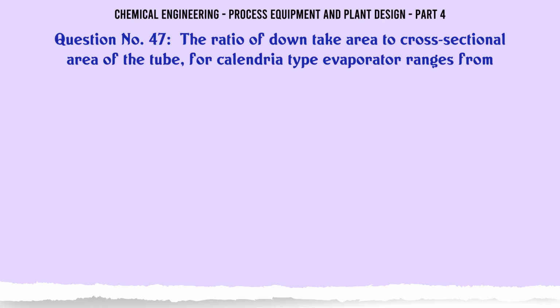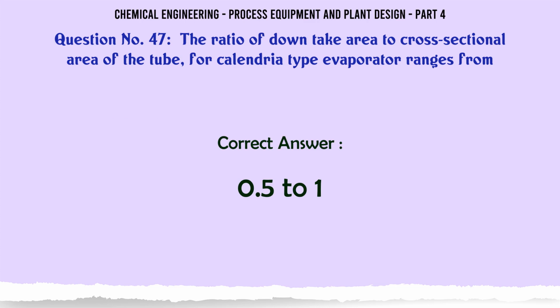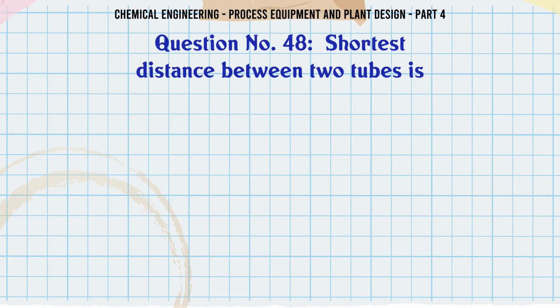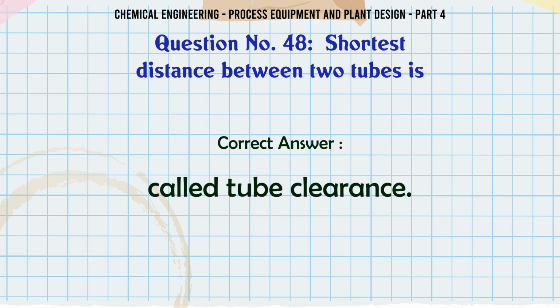The ratio of downtake area to cross-sectional area of the tube for calendria type evaporator ranges from a. 0.5 to 1, b. 1 to 1.5, c. 1.5 to 2, d. 2 to 2.5. The correct answer is 0.5 to 1. Shortest distance between two tubes is a. called tube pitch, b. called tube clearance, c. more in case of triangular pitch as compared to square pitch of tube layout, d. none of these. The correct answer is called tube clearance.